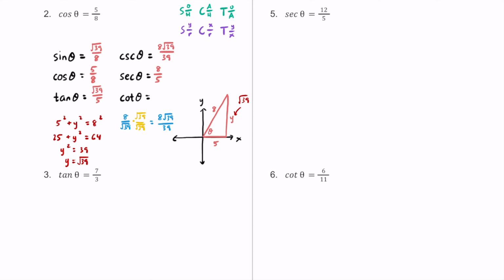Now, what about for cotangent? Well, cotangent is going to be the reciprocal, so that's going to be 5 over root 39. And then we can rationalize this by multiplying by root 39 over root 39. And if we do that, we're going to get 5 root 39 over 39. Okay, so our cotangent of theta ratio is going to be 5 root 39 over 39.